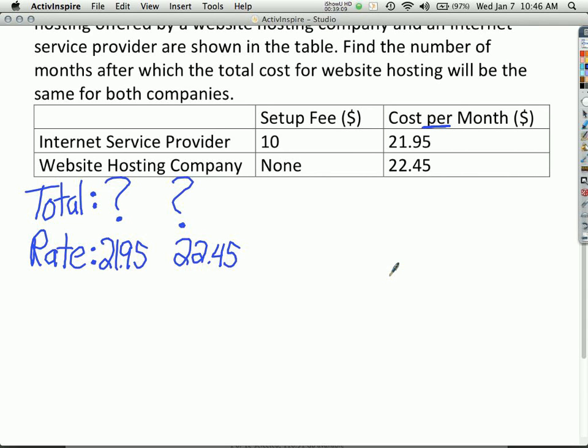What else do I ask you to find? Ooh, starting to come back to you. Keshape? Yeah. A flat number or a flat fee, which could also be called a starting point. So what's a flat number or flat fee for ISP? Michael? $10. What is it for the website hosting company? Laura? Nothing.